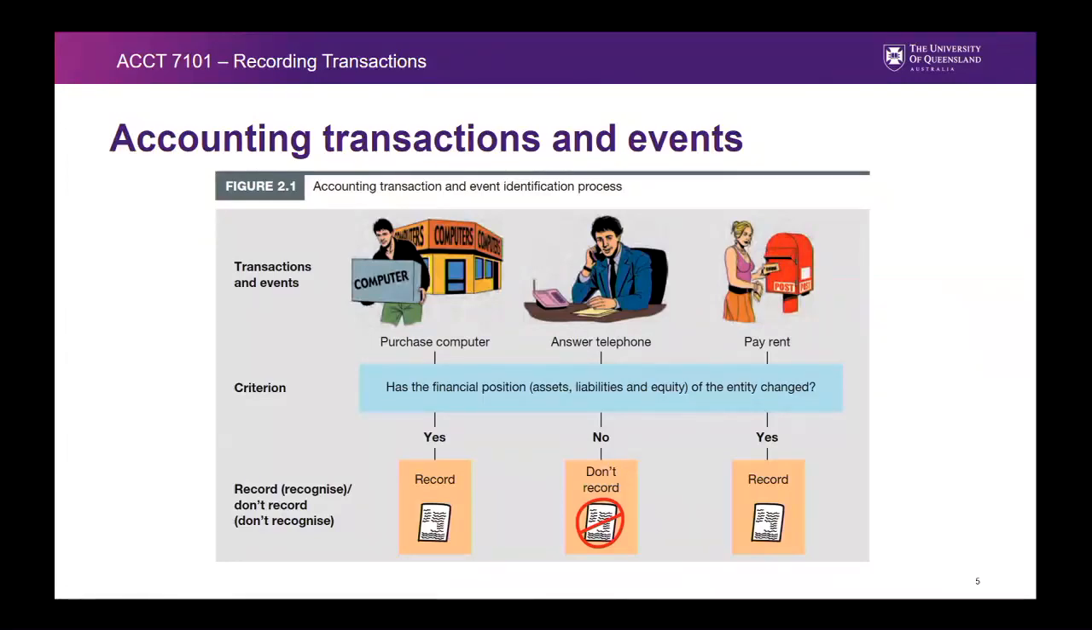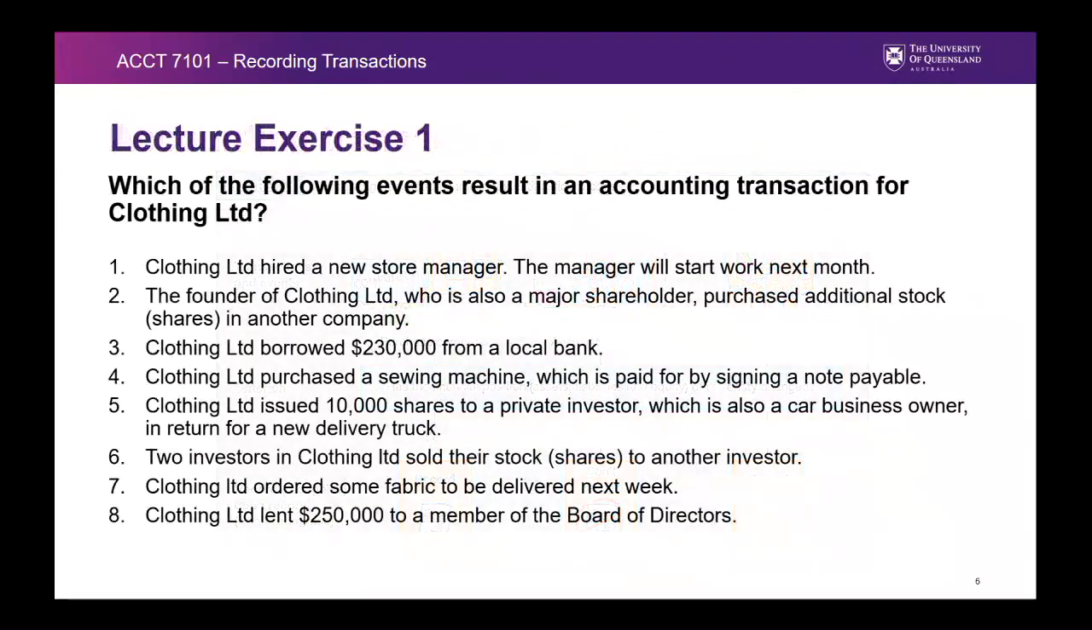Okay, any questions so far? All right, so here's an exercise. Which of the following events result in an accounting transaction? This is a business called Clothing Limited.